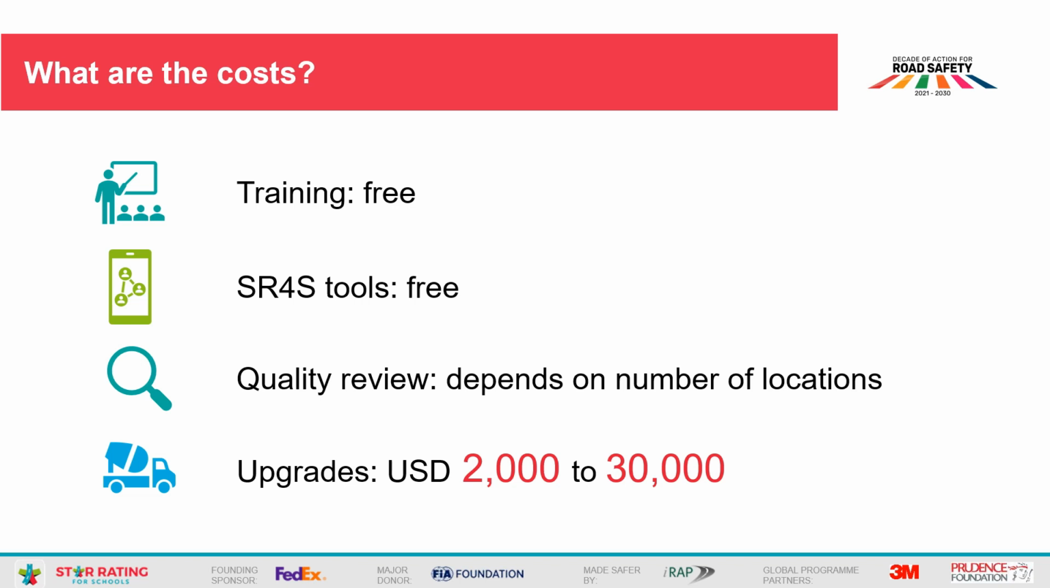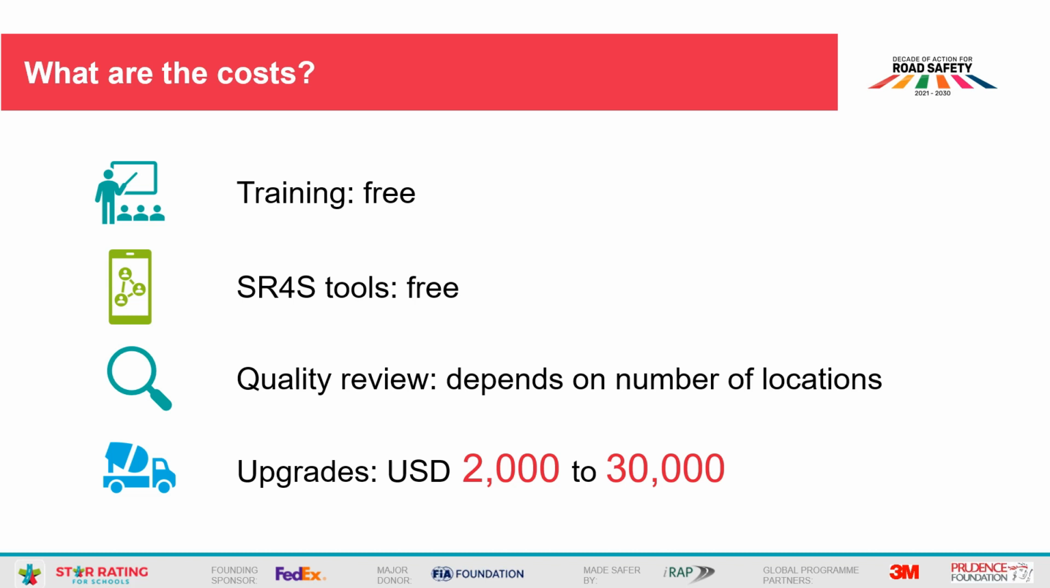In terms of implementing the road interventions, this is something that depends a lot on how complex a location is and how complex the solutions that should be implemented there are. But the experience of Star Rating for Schools partners shows that in general, these assessments and improvements can cost from $2,000 to $30,000, for example.